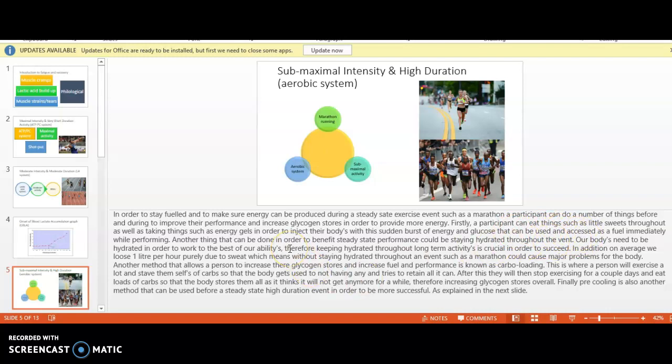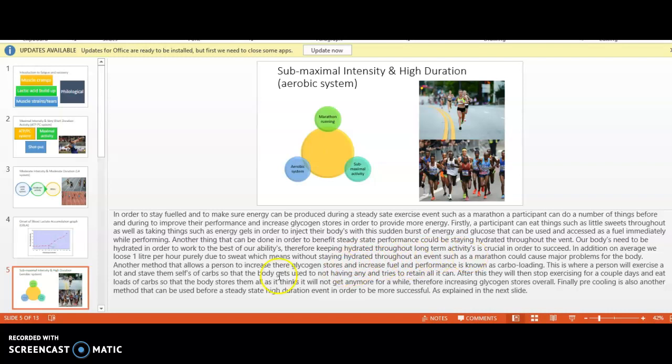Another thing that can be done in order to benefit steady state performance could be staying hydrated throughout the event. Our bodies need to be hydrated in order to work to the best of our abilities. Therefore, keeping hydrated throughout a long-term activity is crucial in order to succeed. In addition, on average, we lose 1 litre per hour purely due to sweat, which means that without staying hydrated throughout an event such as a marathon could cause major problems to the body.